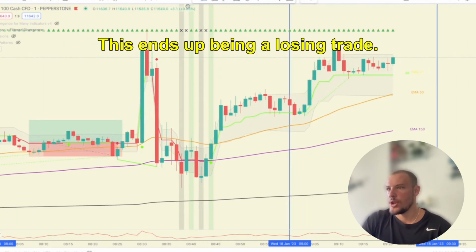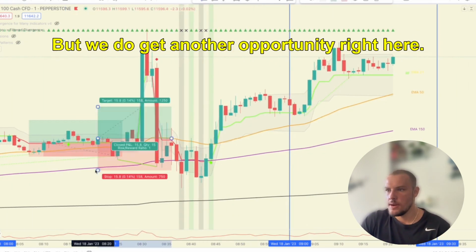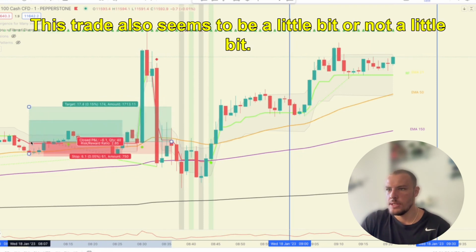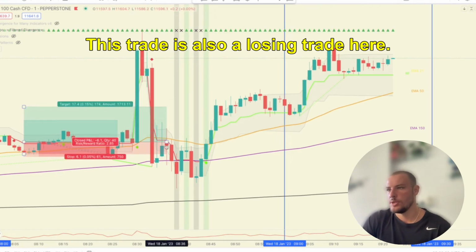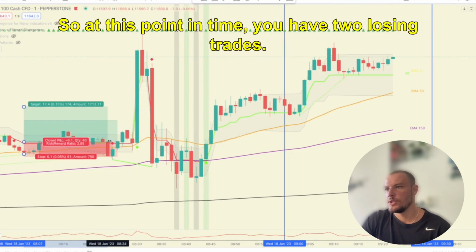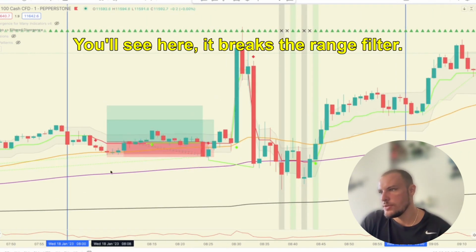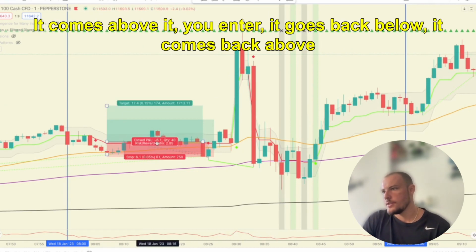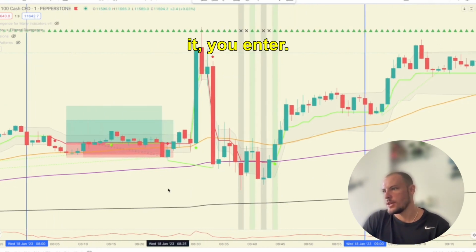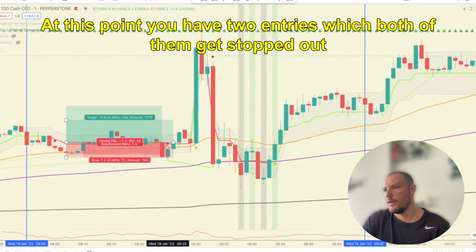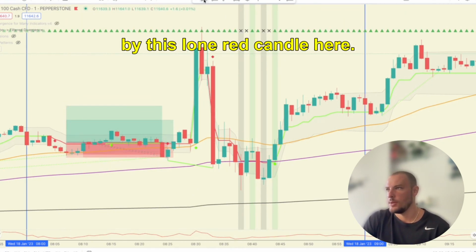This ends up being a losing trade, but we do get another opportunity right here. This trade is also a losing trade. So at this point in time, you have two losing trades. You'll see here, it breaks the range filter, it comes above it, you enter. It goes back below it, comes back above it, you enter. At this point, you have two entries, which both of them get stopped out by this lone red candle here.